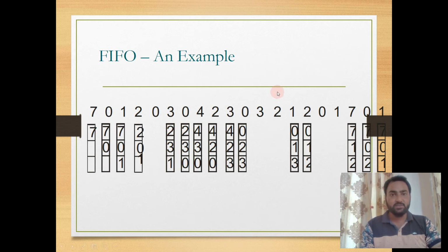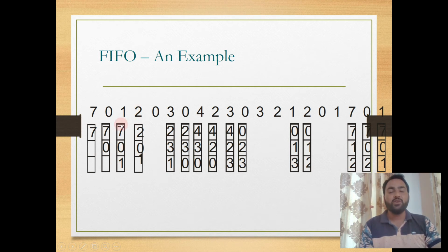So next comes the page number 2. First we will check into the frame set if the required page already exists in the frame set or not. As you can see, page 2 is not available in the frame set. So we will have to find a victim frame, the frame that needs to be replaced by the required page.